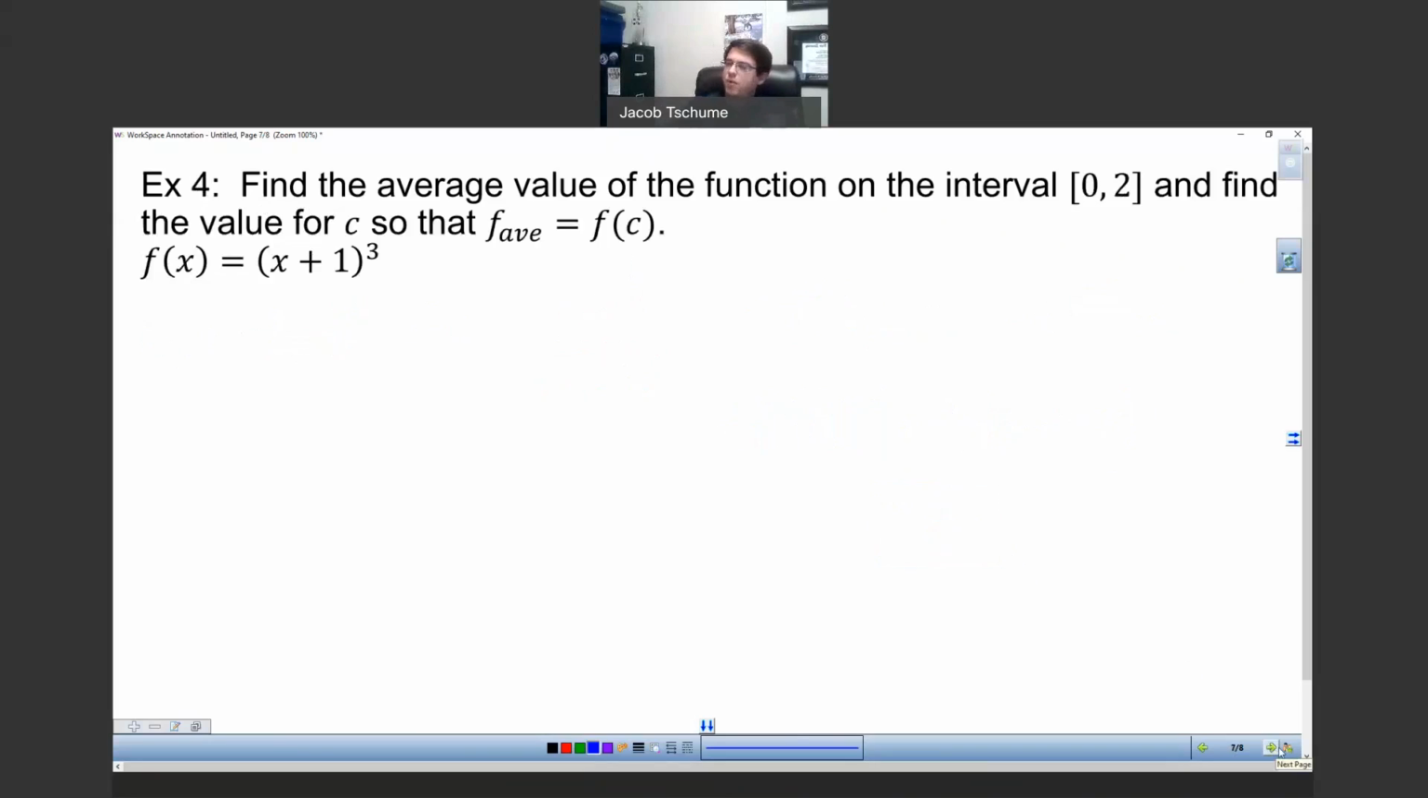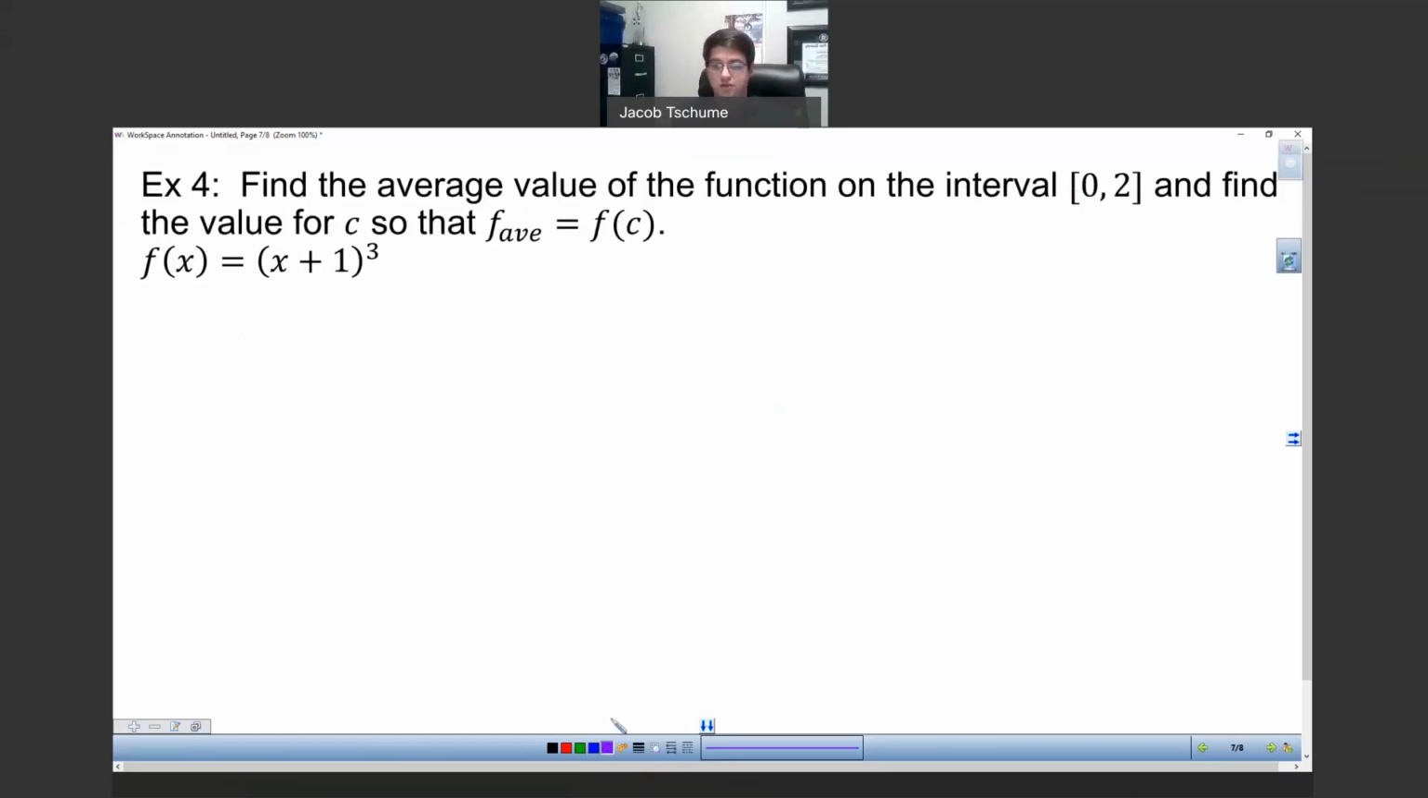All right, now that we have practiced doing our average value, now we want to go one step further and finish off the mean value theorem of integrals. So for example, number 4, find the average value of the function on the interval 0 to 2, and then tell me the value of c that makes the average value equal the original function. So now we're going to find that c value in the interval where the average value actually exists.